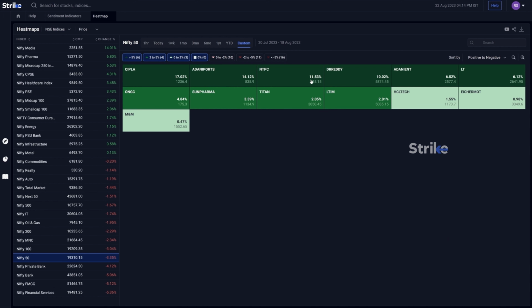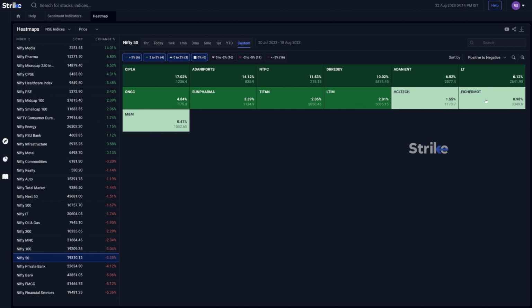Cipla, Adani Ports, NTPC, Dr. Reddy's, Adani Enterprises, L&T, ONGC, Sun Pharma, Titan, L&T Infotech. So looking at this, what I can sense is there are a couple of pharma stocks, actually three of them, right? 1, 2, 3. There are three pharma stocks, there are two Adani stocks. These are the companies that have really been helping the market hold out during this period. So you sort of get an idea of where the performance is. And I would really think, during a corrective period, if there's a particular sector that is holding out, it actually tends to continue to perform in the coming days as well.